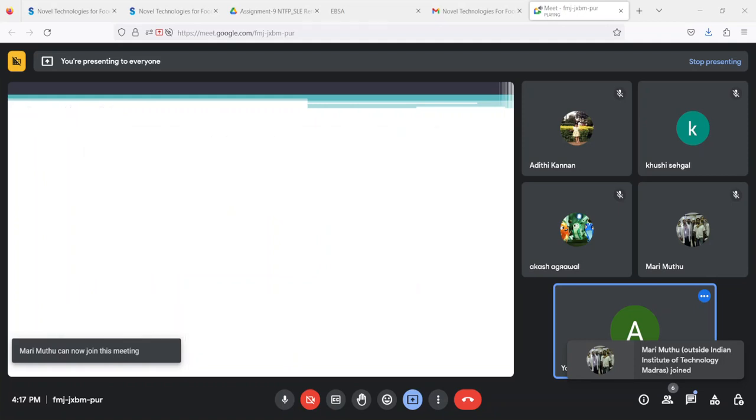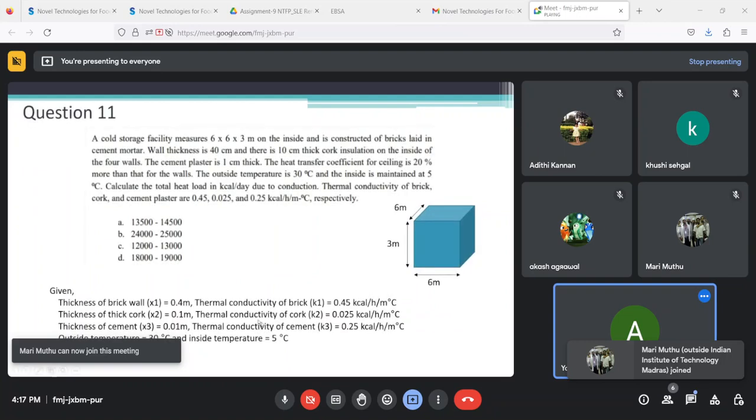Okay, look at the formula first. So in this case, when you're looking at heat transfer, your heat has to be transferred from the wall, then to the cork, then to the cement plaster. So you have three layers. So the effective thermal conductivity will vary because you have multiple layers here.